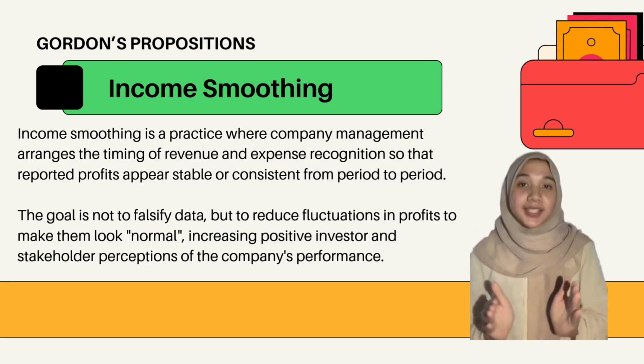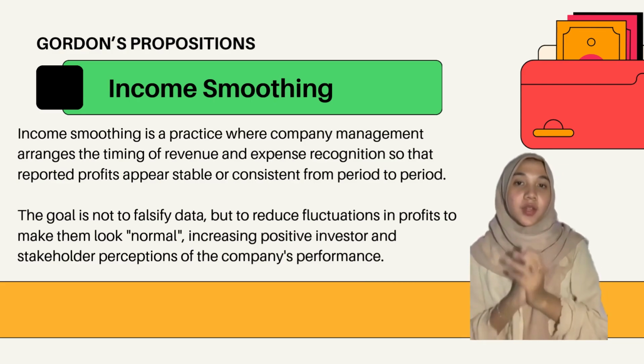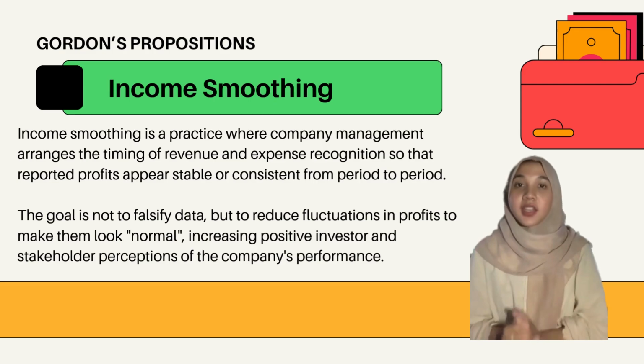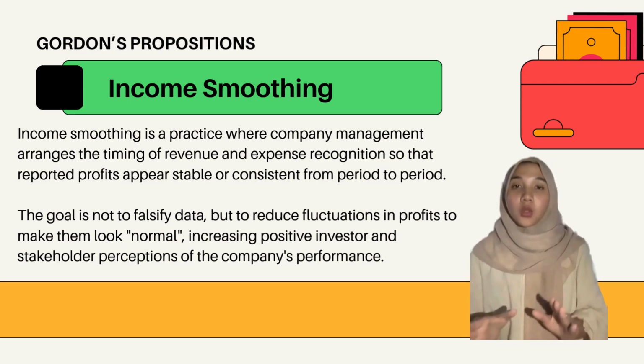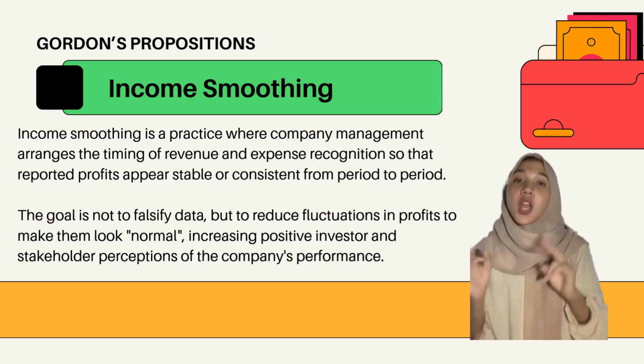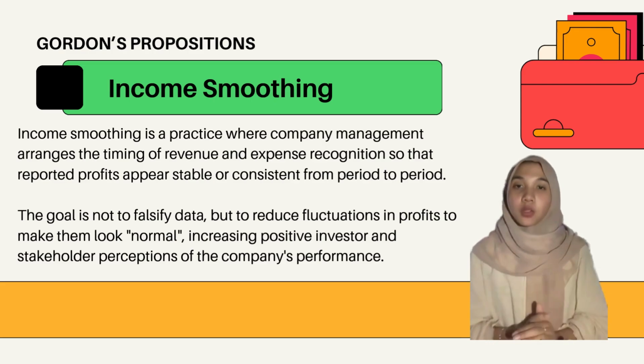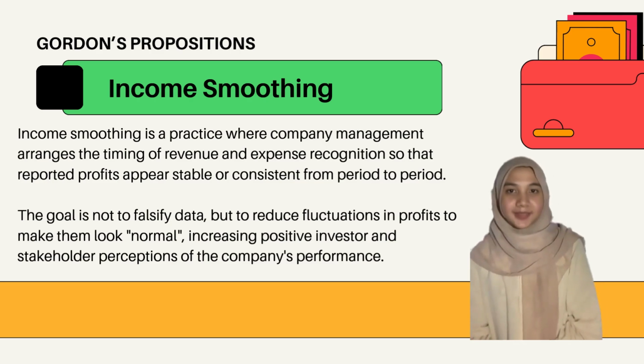Income smoothing is a practice in which company management arranges the timing of revenue and expense recognition so that reported profits appear stable or consistent from period to period. The goal is not to falsify data, but to reduce profit fluctuation to make them look normal, increasing the positive perception of investors and stakeholders towards the company's performance.